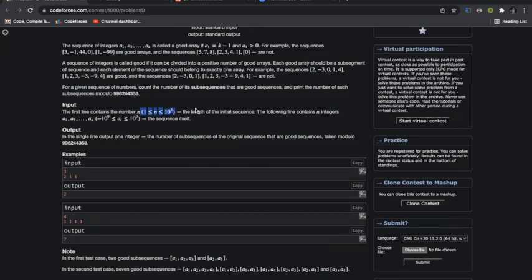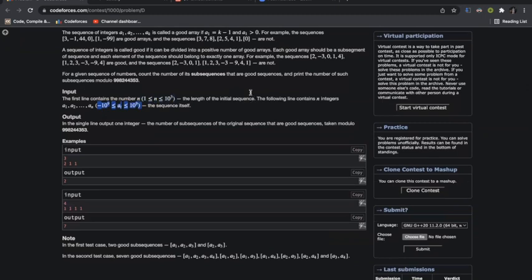And yeah, so we have an array and all the elements are from minus 10 to the 9 to plus 10 to the 9. So that's the problem statement. If you have any difficulties in understanding what the problem is saying, then you are free to ask.